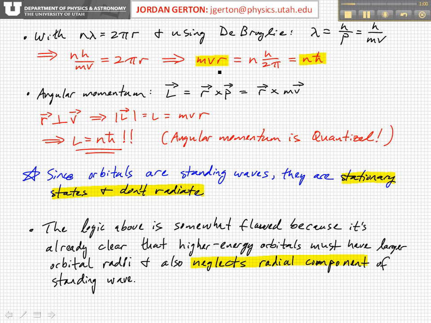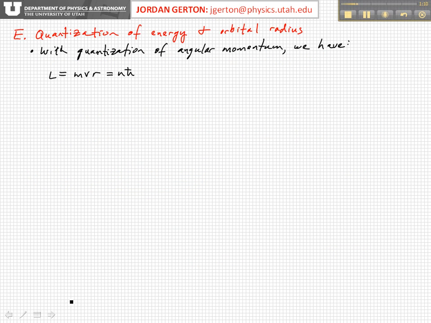That is, the electron energy is now going to take on only certain discrete allowed values, and thus we call that quantization, the quantization of the energy. So let's see how this goes. So we start with, again, the quantization of angular momentum. So we have L is equal to mvr is equal to n h bar.